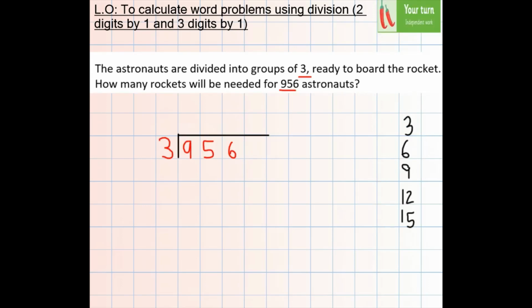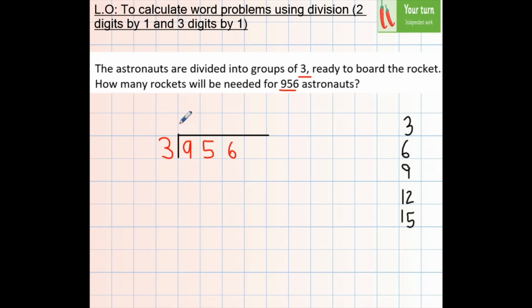Now it's your turn. I'd like you to pause the video and have a go at this. It says the astronauts are divided into groups of 3, ready to board the rocket. How many rockets will be needed for 956 astronauts? I've started with your jottings down here. Pause the video and have a go in your books, and then unpause me and I will come back with the answers.